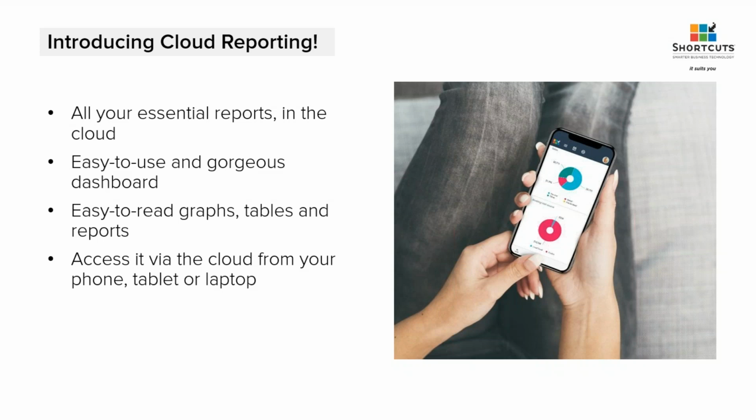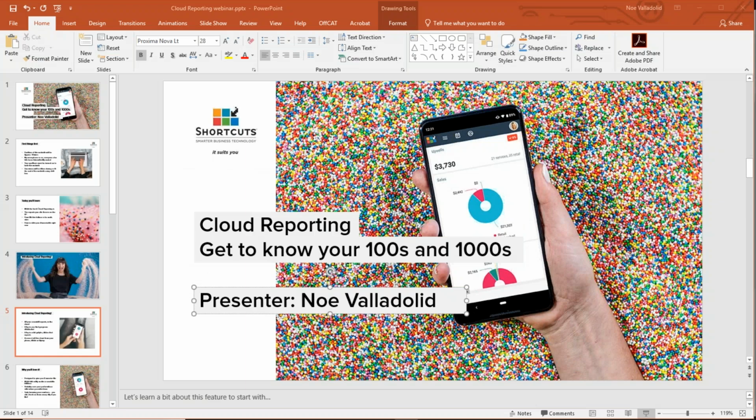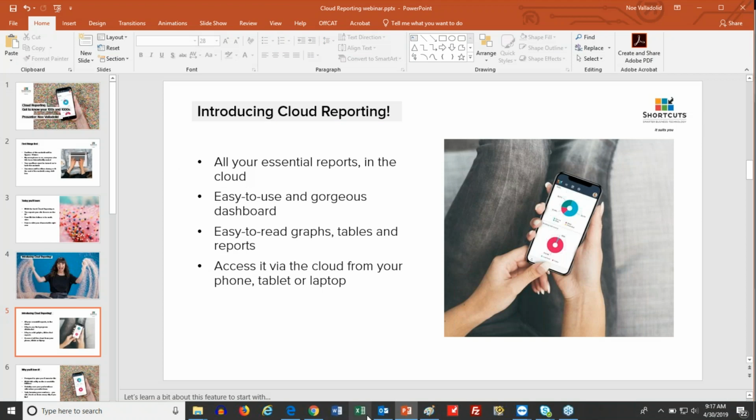We have graphics, tables, reports, and you can access it pretty much on any system that connects to the internet, whether it's a home computer, a tablet, a mobile device. All of these reports load fairly quickly and allow you to do things that were previously unavailable in the actual Shortcuts point of sale. So before I go to the next slide, if you haven't already seen it, I'm going to introduce you to the cloud screen.